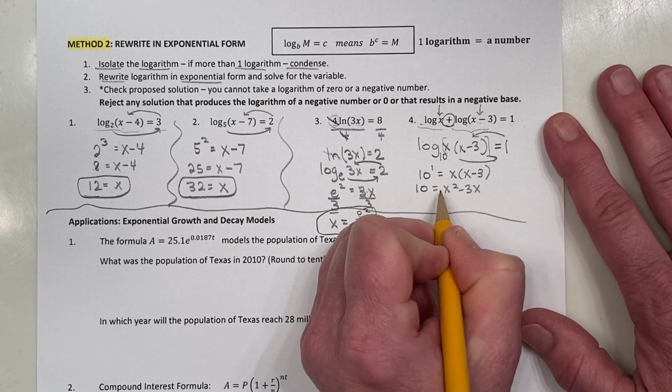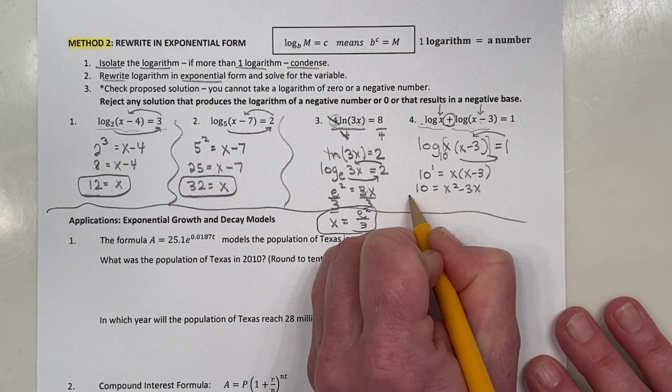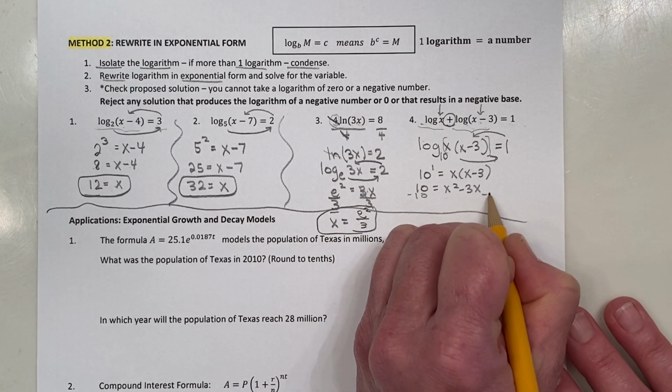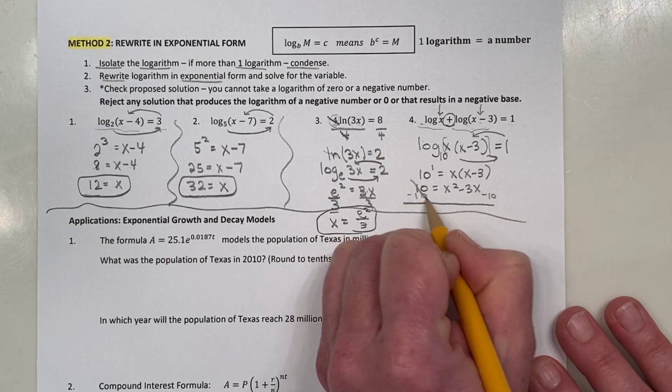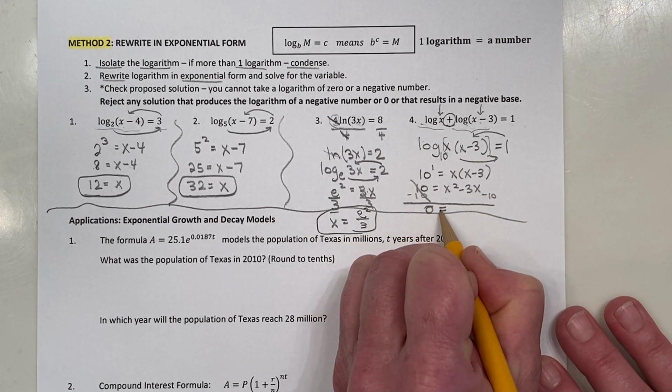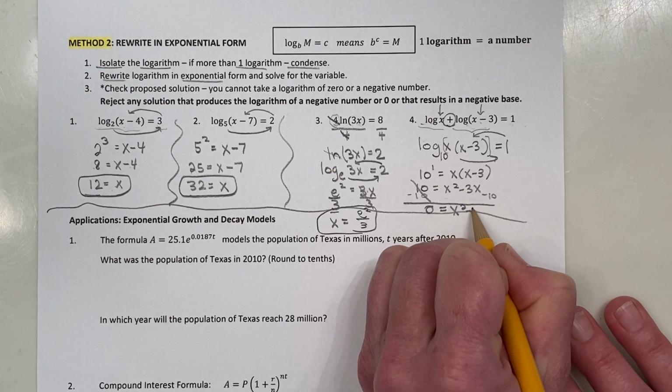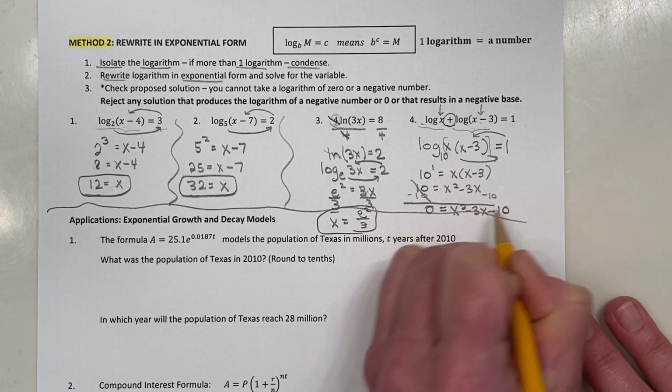Because this is a quadratic equation, we're going to set this equation equal to 0. I'm going to subtract the 10 here and put the minus 10 here. Ooh, I think I'm going to run out of room. 0 equals x squared minus 3x minus 10.